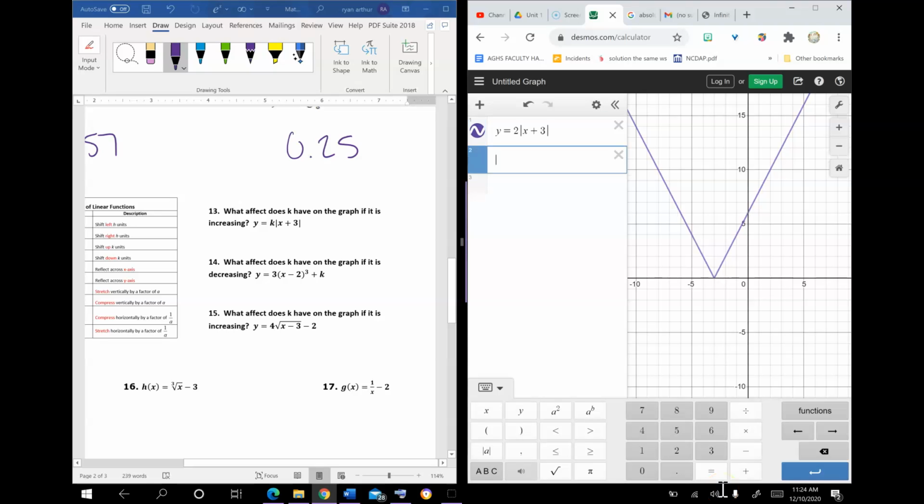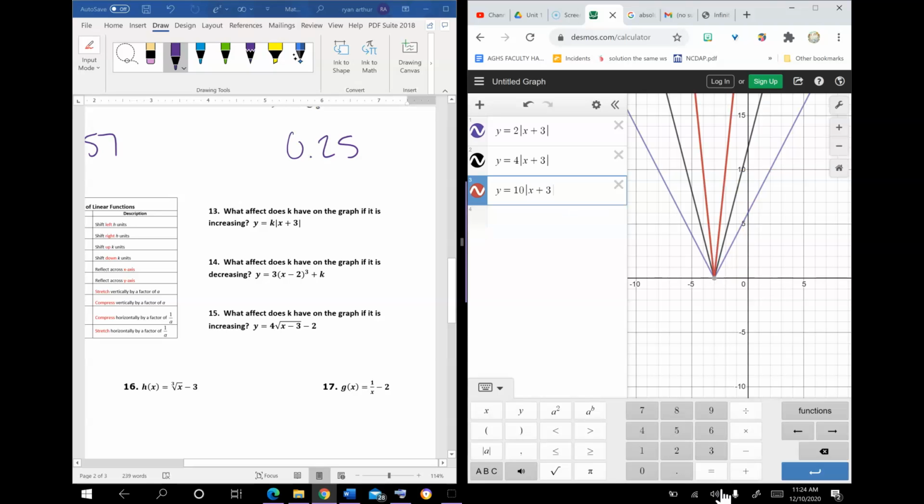Let's increase the 2. Let's go to 4. Y equals 4 absolute value of X plus 3. All right, let's do it again. Let's increase it to 10 this time. X plus 3. So what's happening to these graphs?